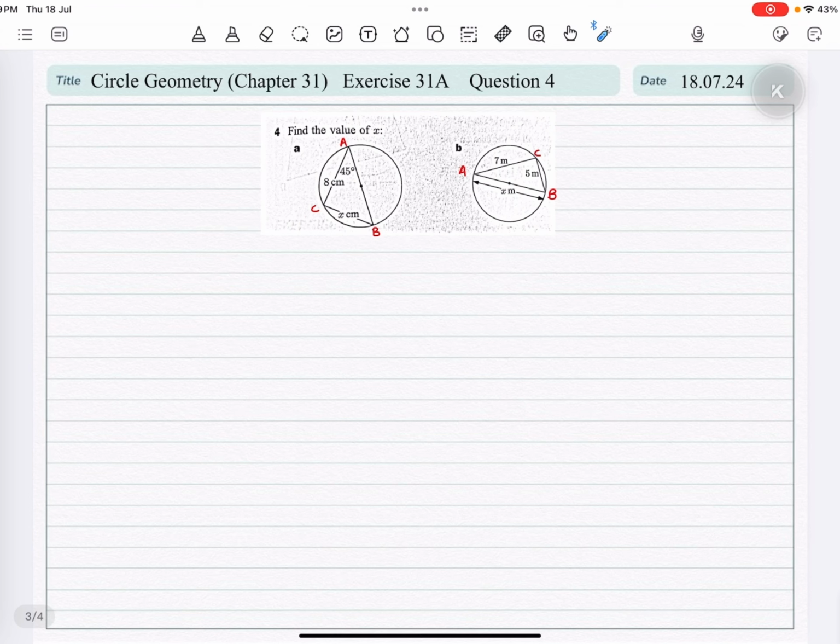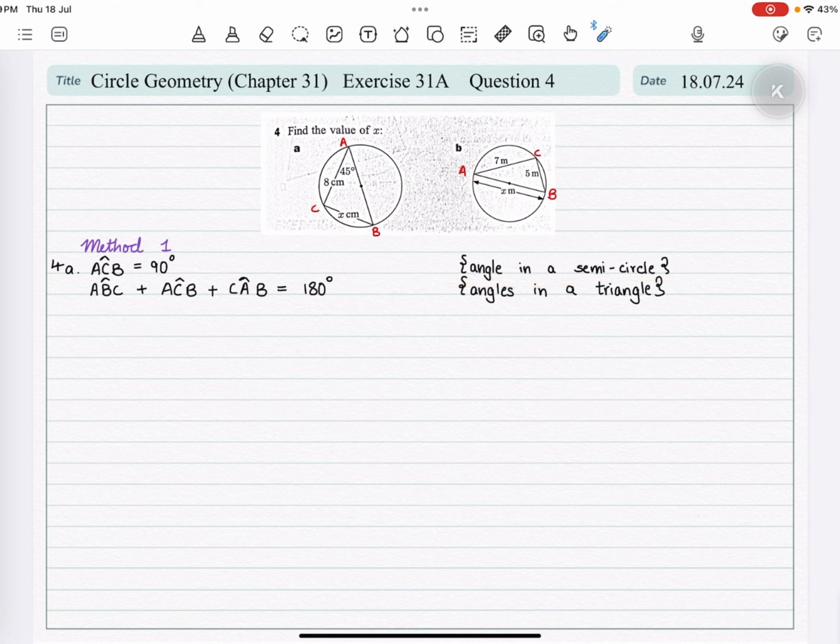So let's start with the first method, that is, we calculate angle ABC. For part A, method number one, we first say that ACB is a right angle because of the angle in a semicircle theorem. Then we say that this angle plus this angle plus this angle is equal to 180 degrees because of the angles in a triangle theorem. Then we substitute the values of ACB, that is 90, and CAB, that is 45, and we get this equation. From here, we calculate ABC and we get 45.